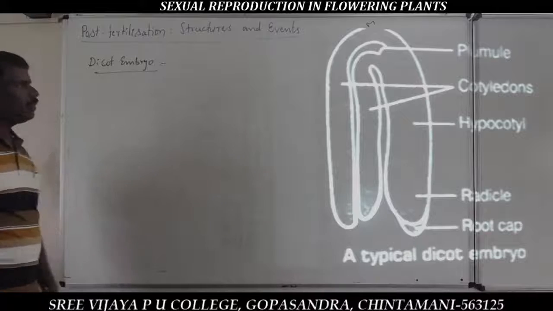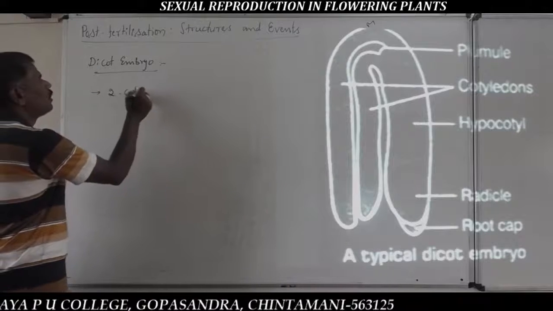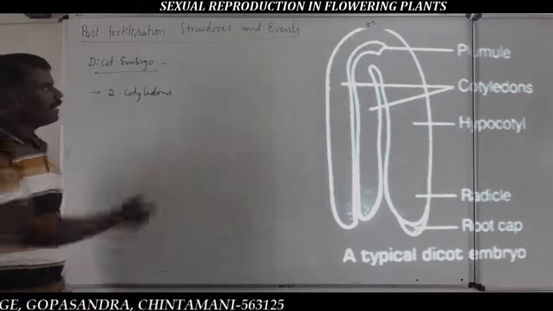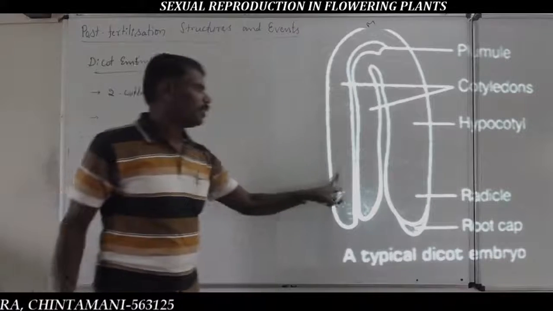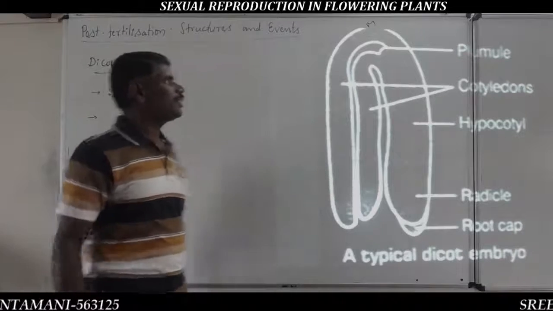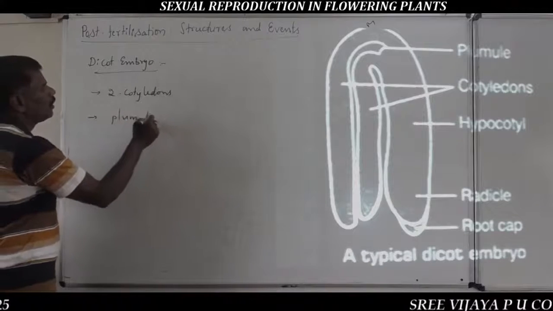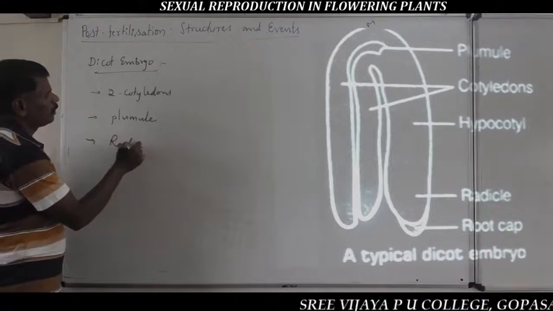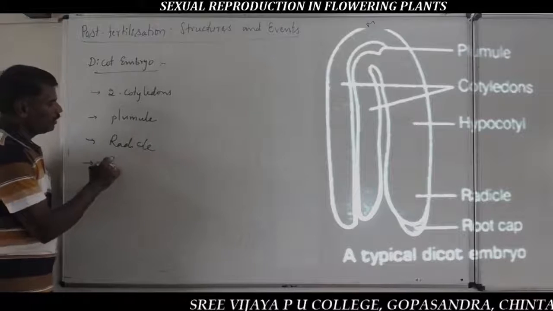So in the dicot embryo, there is the presence of two cotyledons. The entire embryonal axis consists of two cotyledons, plumule, radicle and root cap.